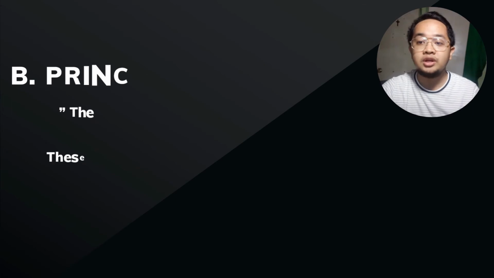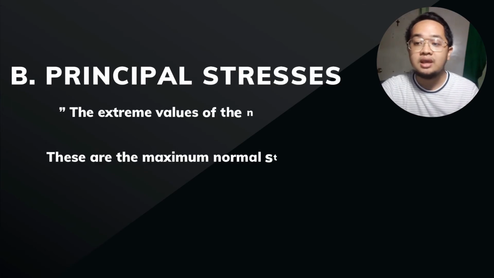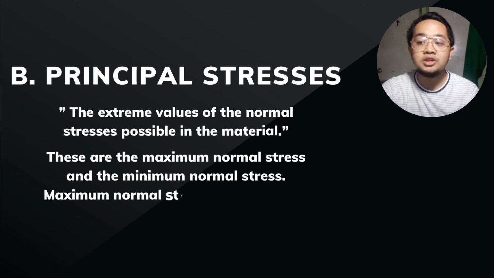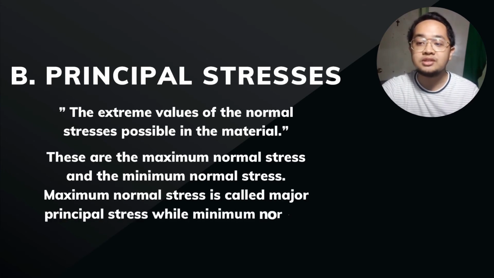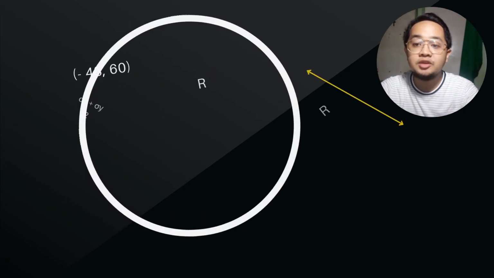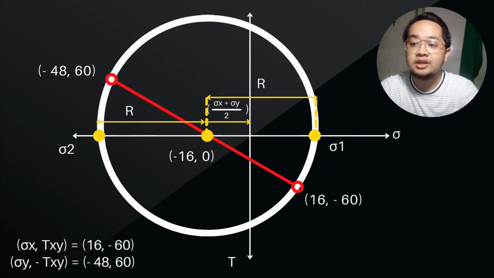For letter B, we are required to find the principal stresses. These are the values of the normal stresses possible in the material. These are the maximum normal stress and the minimum normal stress. Maximum normal stress is called major principal stress, while minimum normal stress is also called minor principal stress. Major and minor principal stresses can be denoted as normal stress 1 and normal stress 2 respectively.